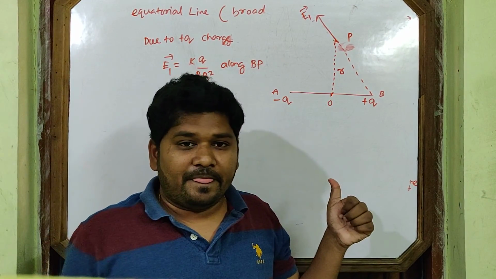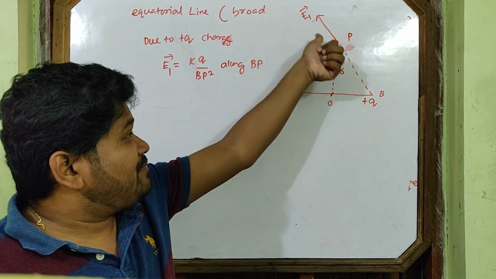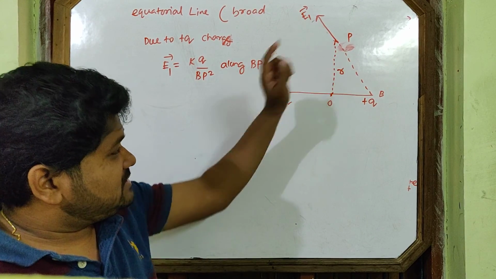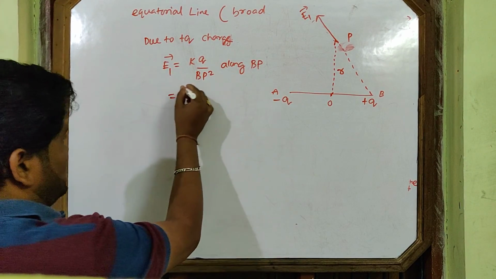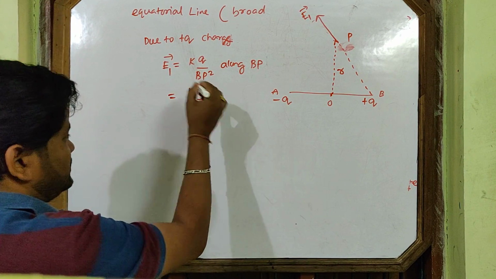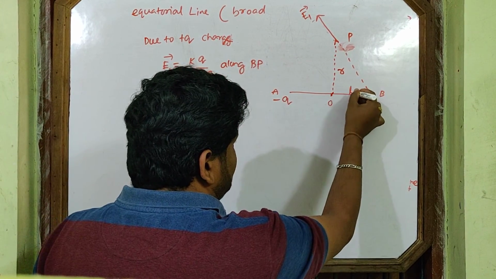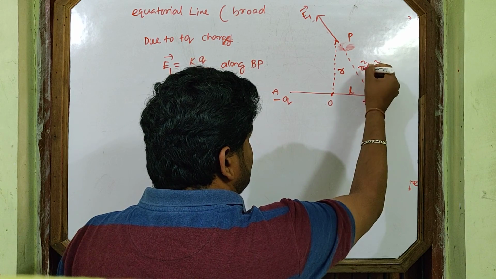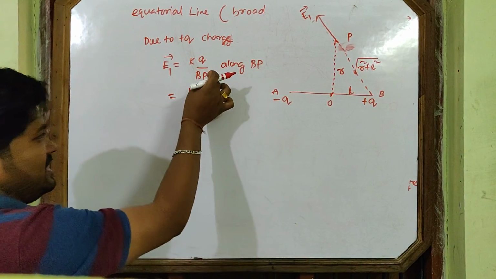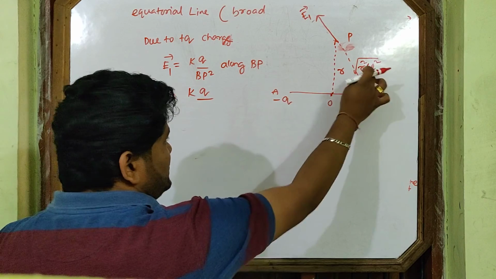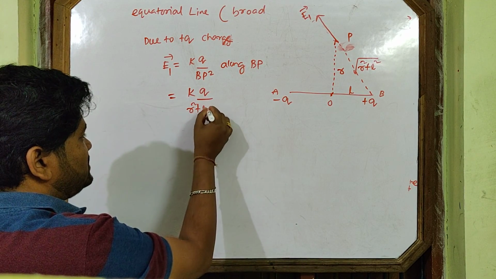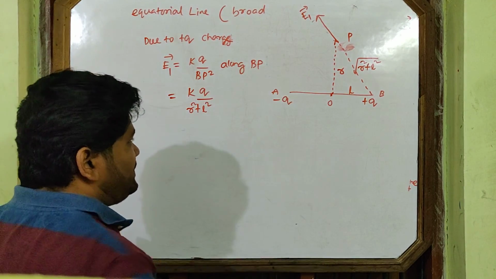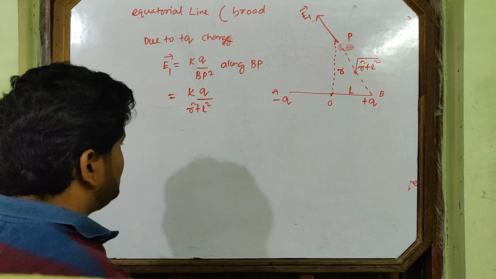It is along, I am writing, from B to P, along BP. Why am I writing like this? Because no cap will come now, for which I am writing the symbol along BP. But what is this actually? KQ. You see this R, this is L, half of the distance. So what is this? Square root of R square plus L square, and its square is here. So it will become R square plus L square, and along BP. This is the direction.